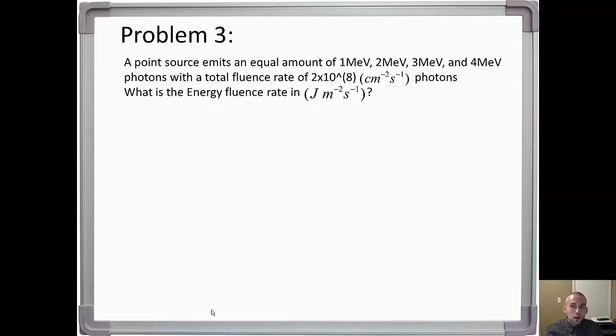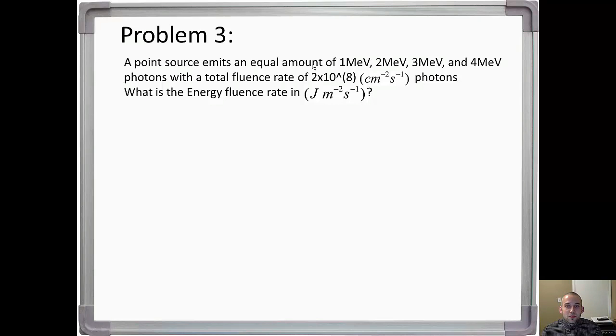Okay, so problem 3. Let's say we have a point source and it emits an equal amount of 1 MeV, 2 MeV, 3 MeV, and 4 MeV photons with a total fluence rate of 2 times 10 to the 8 centimeters to negative 2 seconds to negative 1 photons. Calculate the energy fluence rate?